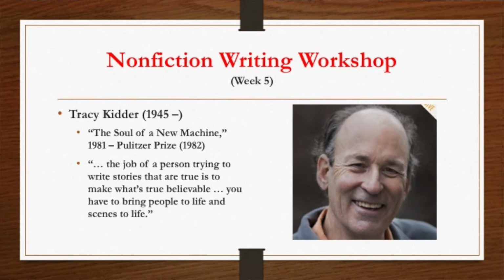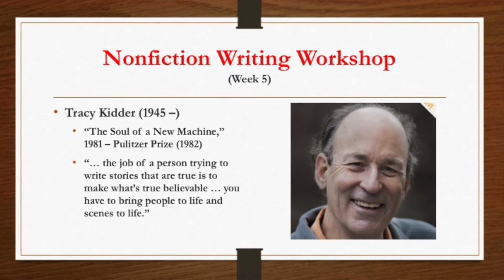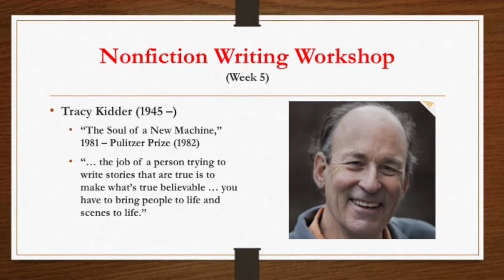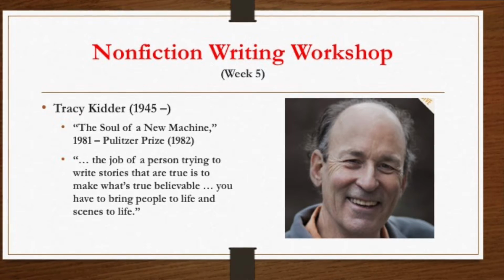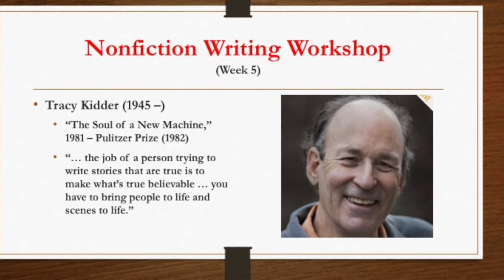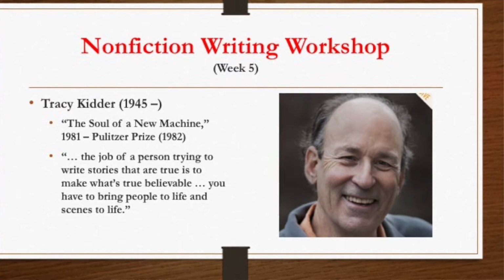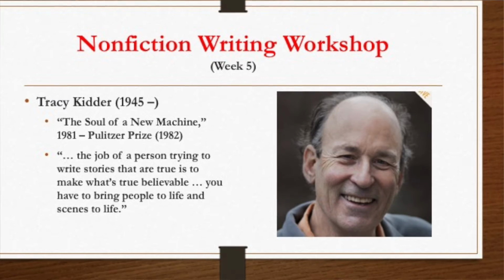He won a Pulitzer Prize for a book he wrote back in 1982 called The Soul of a New Machine. It was a wonderful title for a book about the making of a computer at Wang Laboratories in Massachusetts. As Kidder puts it about this kind of writing, the job of a person trying to write stories that are true is to make what's true believable. You have to bring people to life and scenes to life. So I'll say it again. You're going to be capturing events, listening to dialogue, looking at what the setting is like, and writing it in your story.